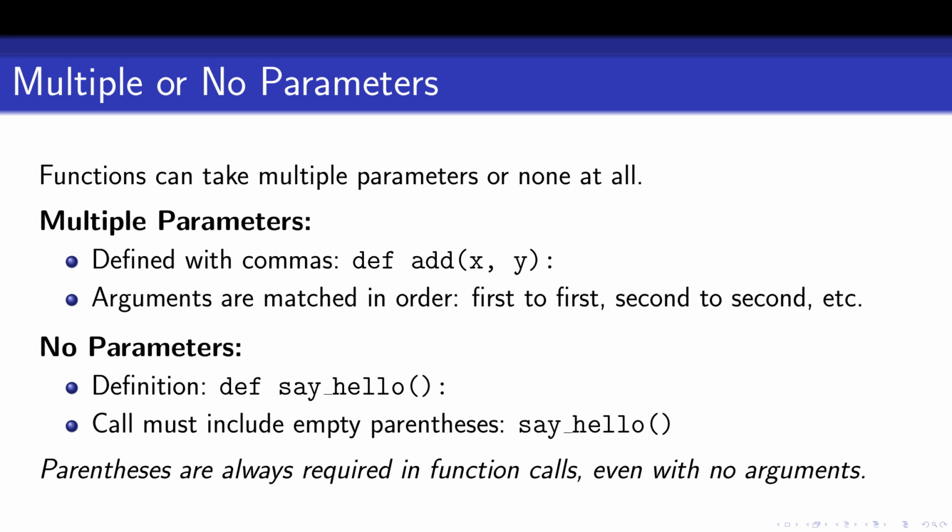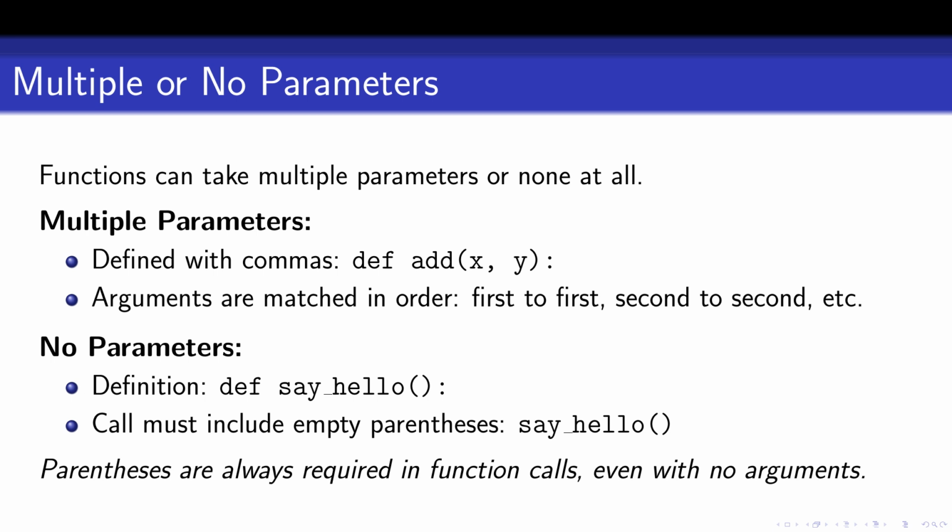Functions in Python can accept multiple parameters or none at all. When defining multiple parameters, you simply separate them with commas, as in def add(x, y). During the function call, arguments are matched to parameters by position, so the first argument goes to the first parameter, the second to the second, and so on.